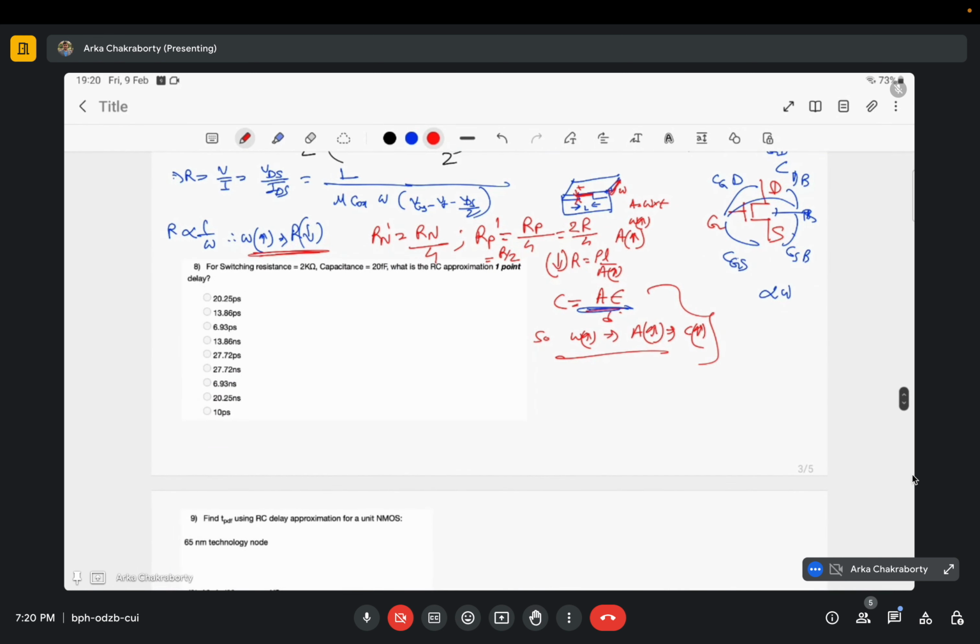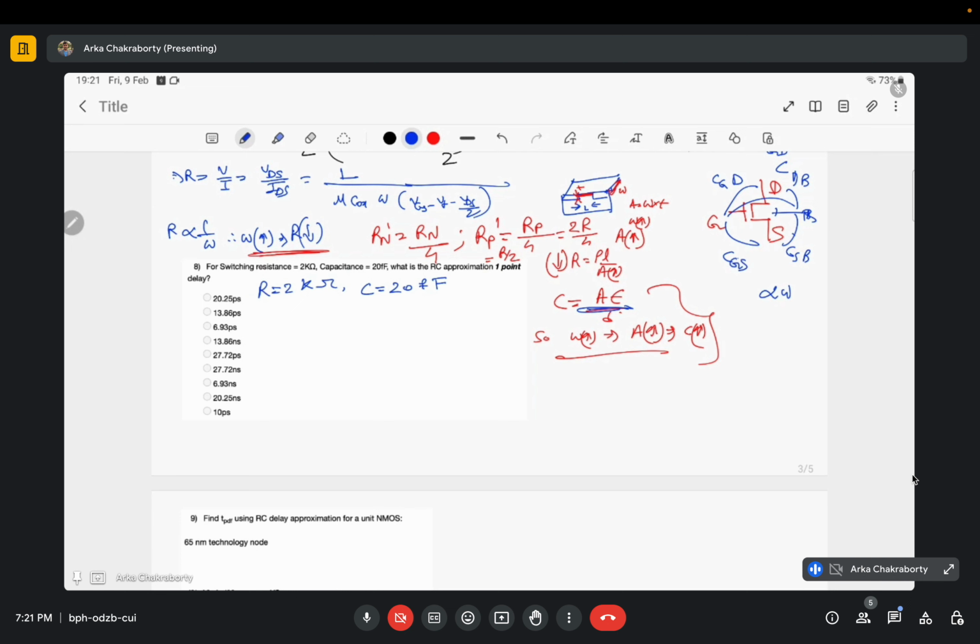Question number 8. For a switching resistance of 2 kilo ohm and capacitance of 20 femtofarad, what is the RC approximation delay? It's easy. Question number 8. Given Rs is 2 kilo ohm and capacitance is 20 femtofarad.